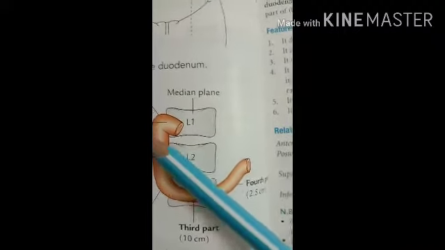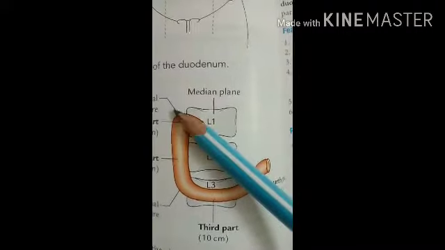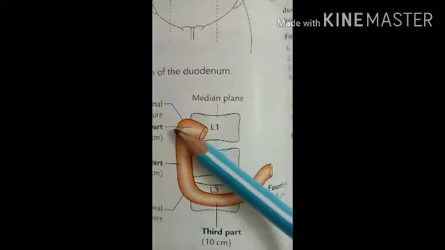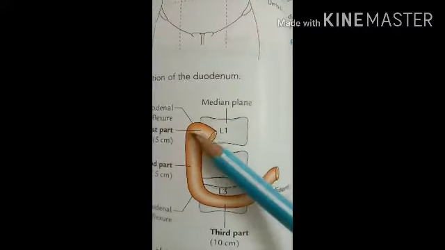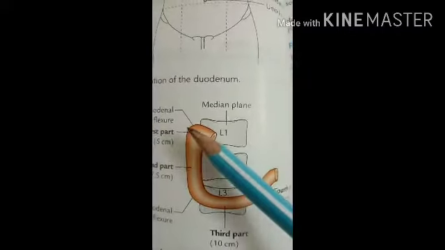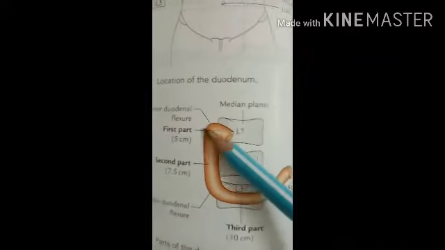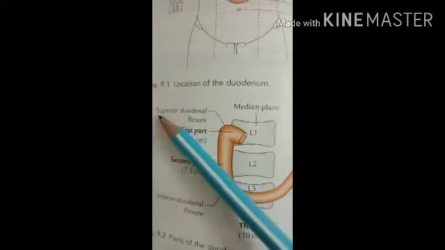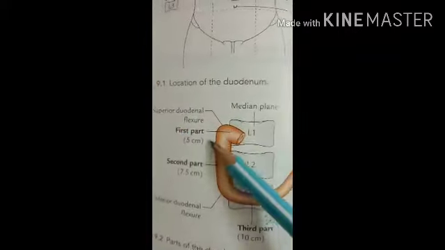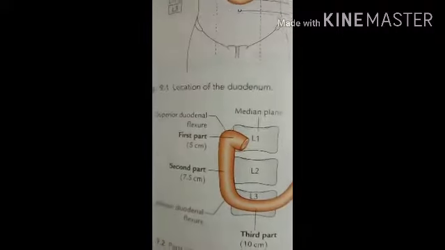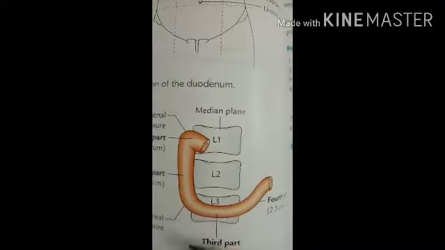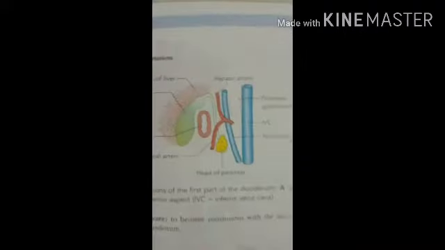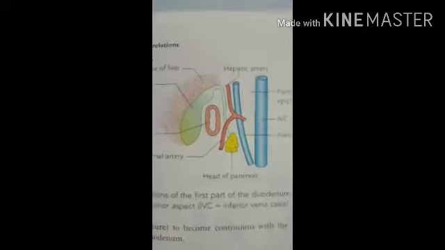So here you can see, and to the right side, it meets the second part of the duodenum at the superior duodenal flexure. Here you can see the flexure, it is called the superior duodenal flexure. After that we have to see the relations of the first part of the duodenum. So here in this diagram you can see the relations.